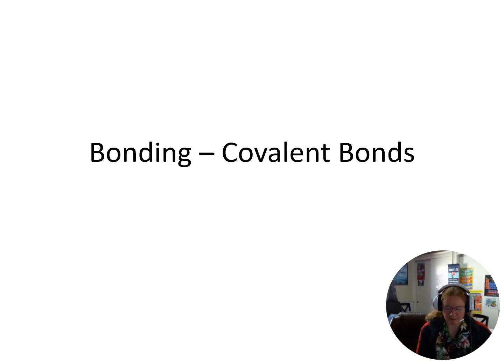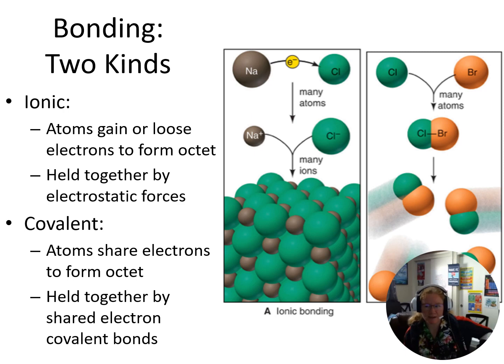Okay, covalent bonds. So again, we have two different kinds of bonding. Ionic bonding, we've got those electrostatic forces that hold our cations and anions together. And covalent bonding, we are sharing electrons, typically between nonmetals.